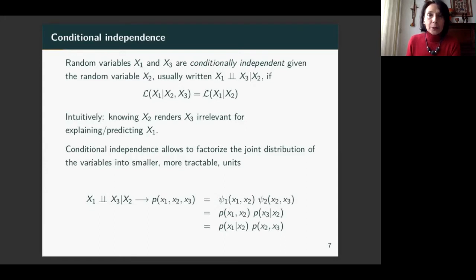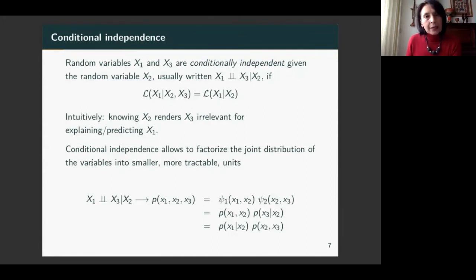We say that x1 and x3 are conditionally independent given x2 if the law of x1 given x2 and x3 is equal to the law of x1 given x2. Now, the law is a pretty old-fashioned name, I suppose, for probability distributions, but it is rather more inclusive, so I prefer it. And moreover, I'm also an old-fashioned statistician, so it fits with me.